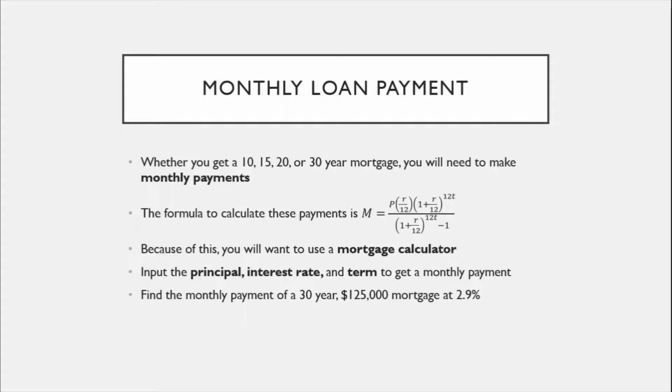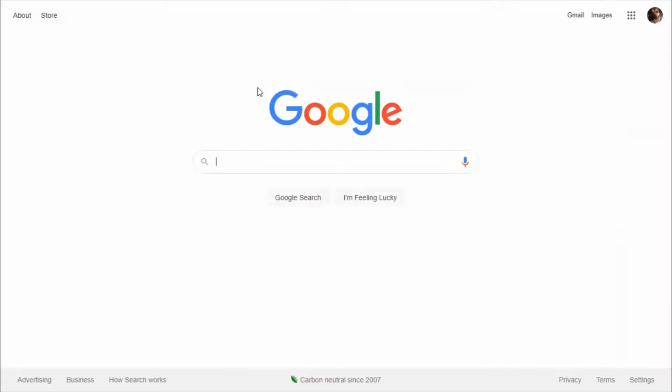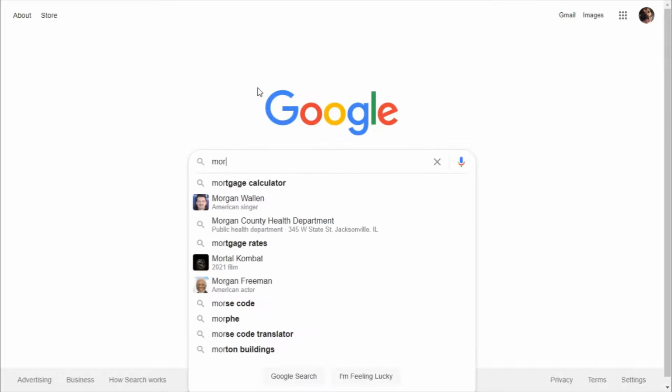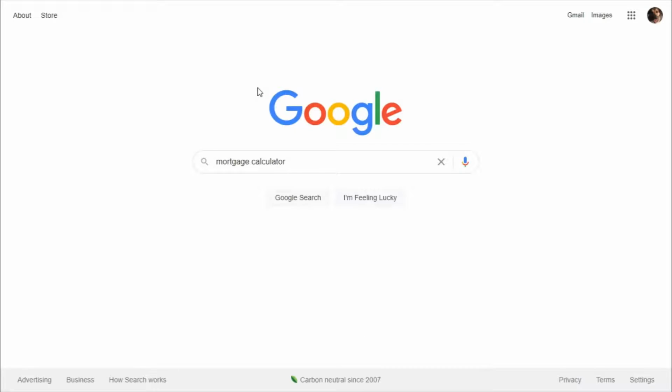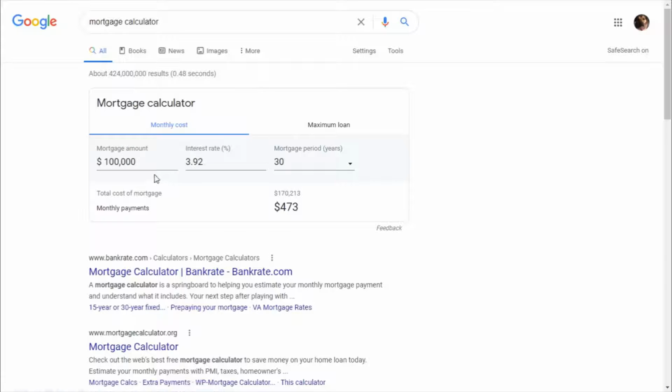How about that? So let's just try this out real quick. We'll find the monthly payment of a 30-year, $125,000 mortgage at 2.9%, which is a pretty common interest rate for right now. So let me get into my internet browser here. And I'm going to type in the words mortgage calculator and hit enter. And let's see, I think I said $125,000. And we'd like it at 2.9% for 30 years.